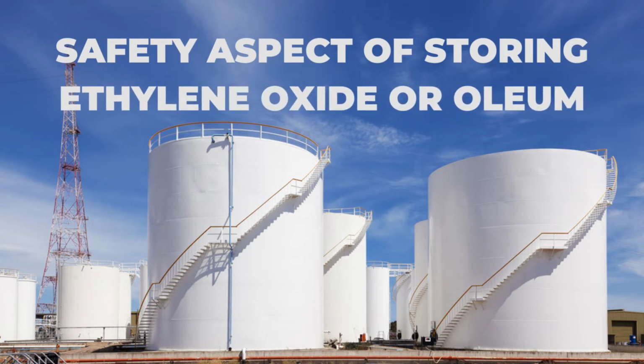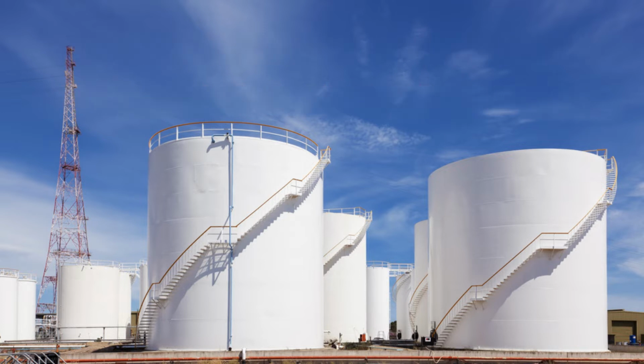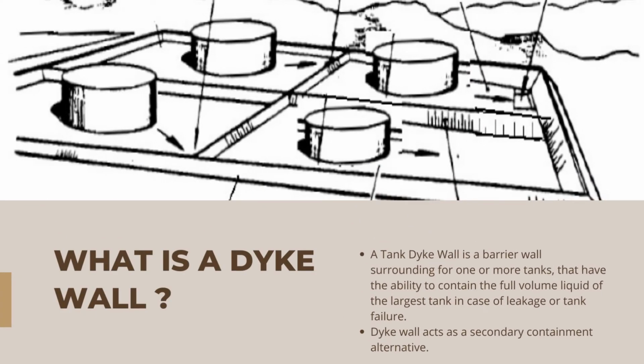In this video, we will be discussing the safety aspects of storing ethylene oxide or oleum in detail. In general, for storage of chemicals, we use various types of tanks and each and every tank is covered with a dike wall. So before getting into the video, we will discuss the dike wall.